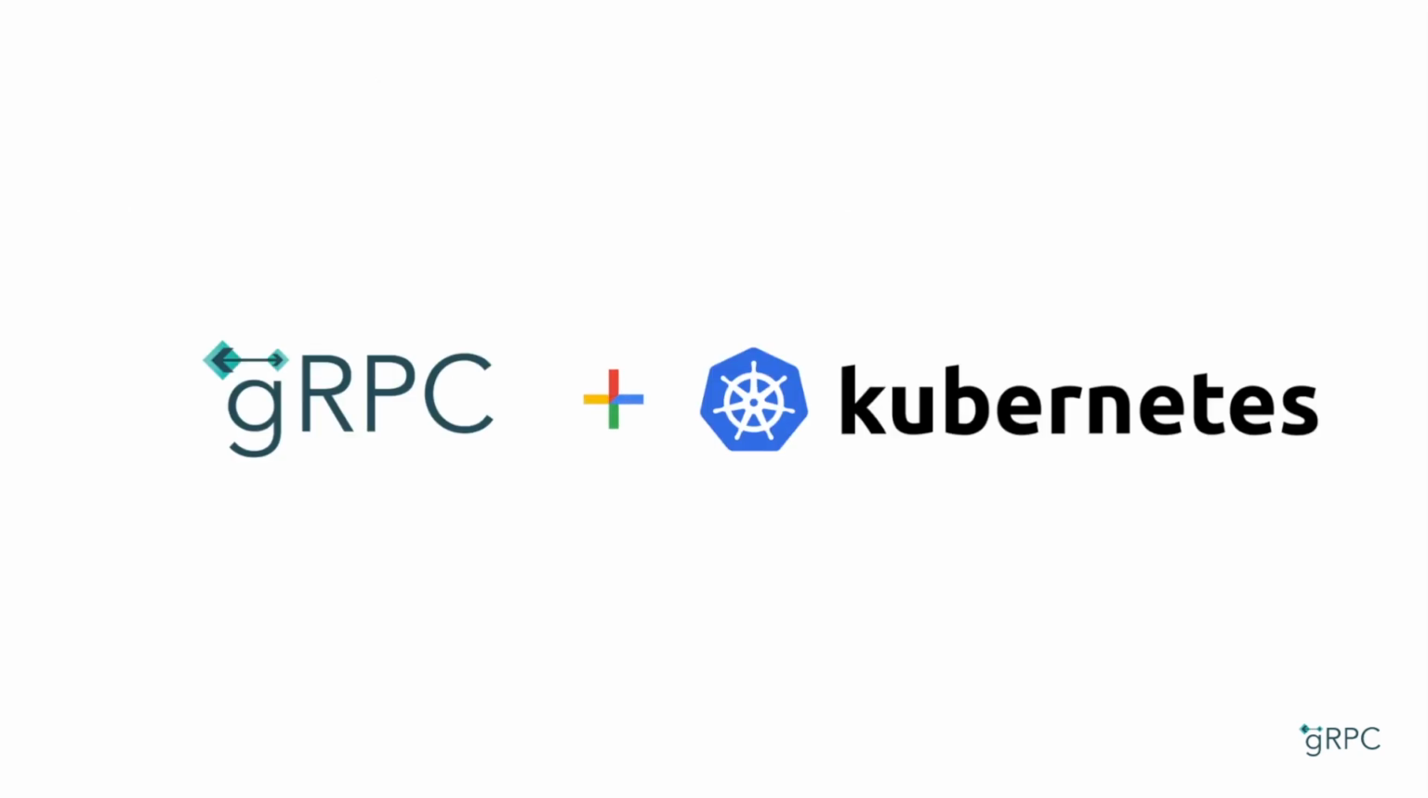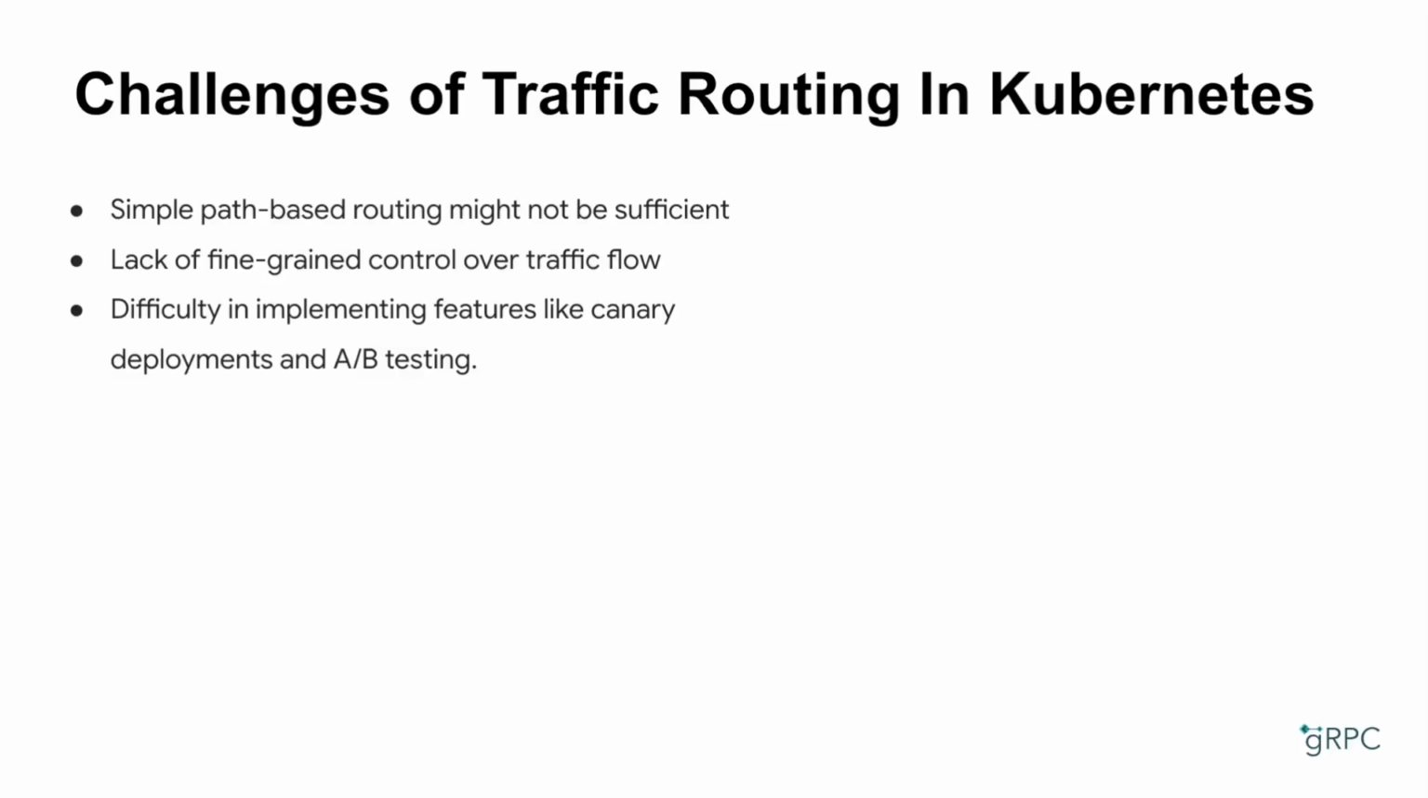Together, gRPC and Kubernetes form a fantastic foundation for building robust and scalable microservice architectures. But as our systems grow, we need more advanced ways to manage the traffic flowing between these services. As our microservice deployments become more complex, things can get a bit tricky. We need to ensure that requests are routed to the right services, that traffic is balanced effectively, and that we can easily roll out updates without disrupting our services.